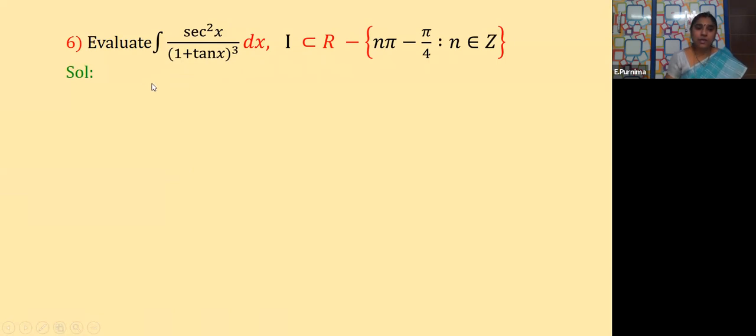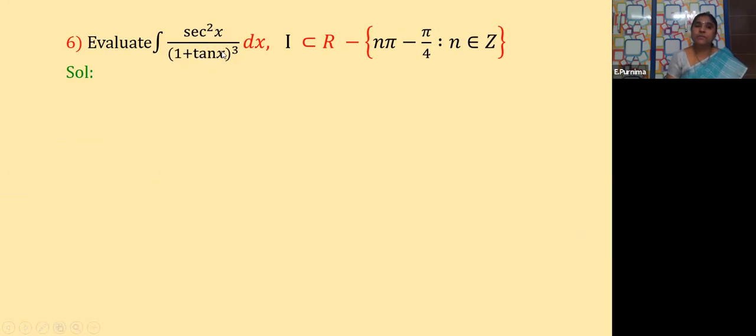Now let us see here, children. In the numerator you have secant square x. In the denominator, what do we have? 1 plus tan x. So we can consider this as t or this as t. Let us check. If you take secant square x as t, by differentiating that, do we get 1 plus tan x? No. But if you take tan x as t, the derivative of tan x is what? Secant square x. Isn't it?